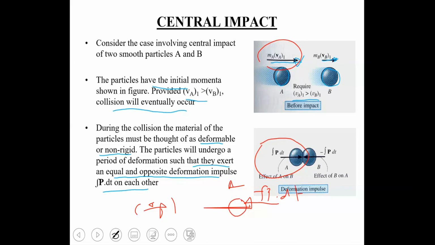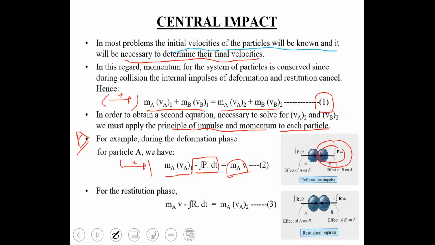Yes sir. So once we are considering the deformation phase for particle A, this is the momentum of particle A before that deformation phase. This is the impulse which particle B is exerting on particle A, integral P dt. और मैंने उसको negative sign क्यों दिया? Because that impulse is going to act towards the negative side of the line of impact. और ये इस particle A का momentum है after the deformation phase.